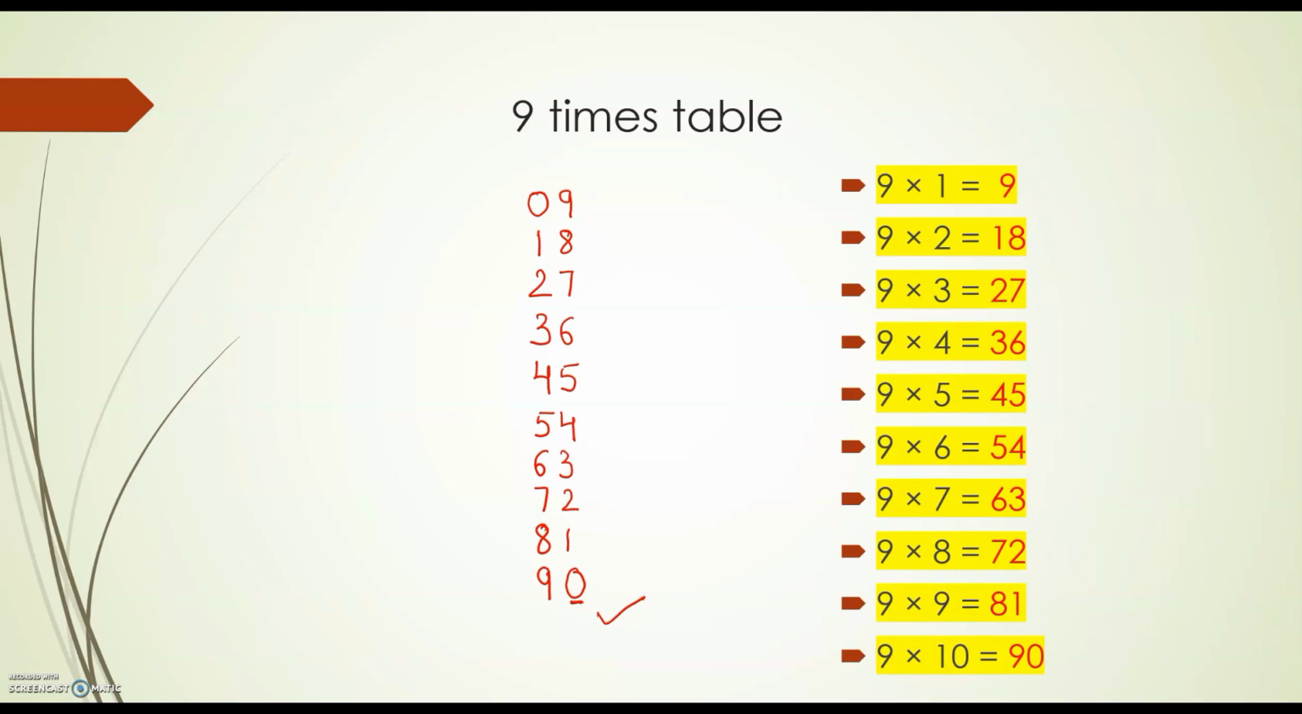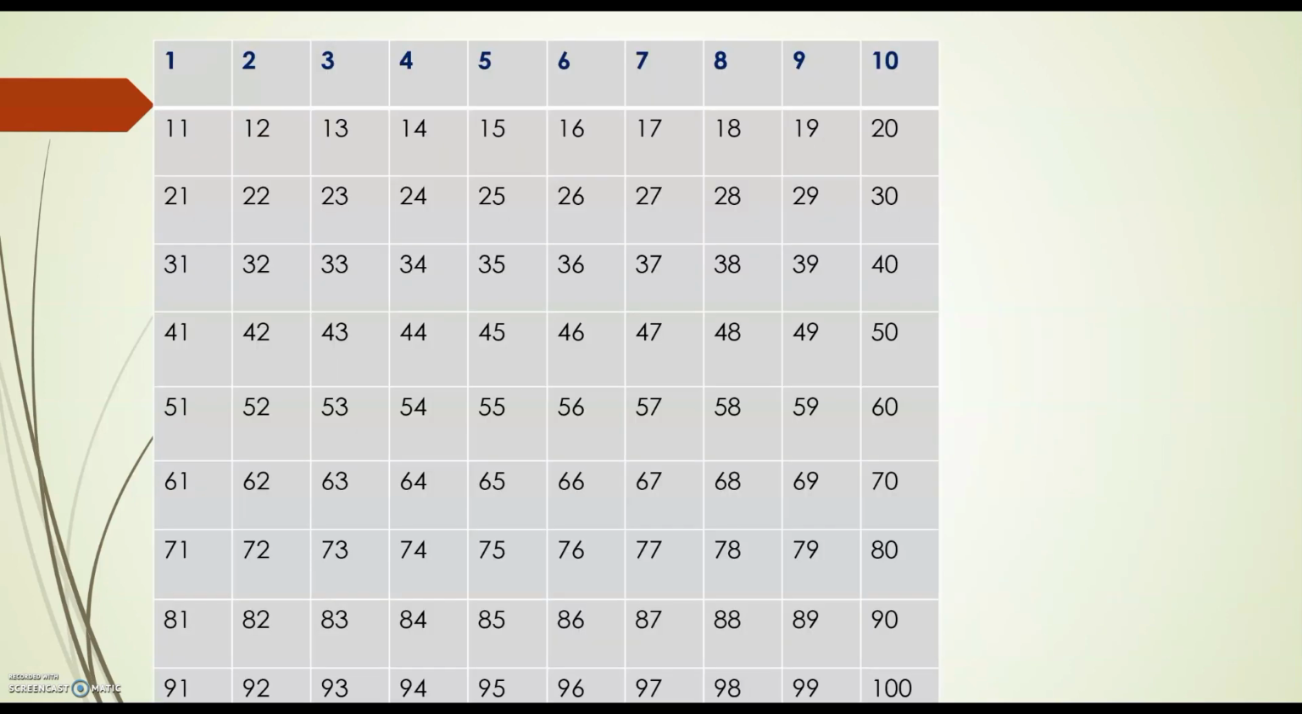Now let's move to the multiplication table game. For this game, we will draw this 100 grid and then we will choose any word. Here I am taking the word star. S-T-A-R, star. You can choose any word, even your name.